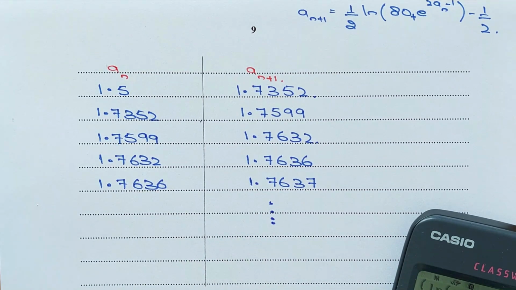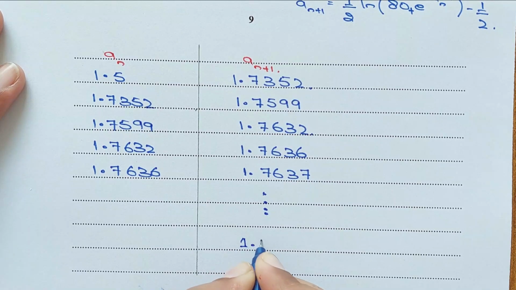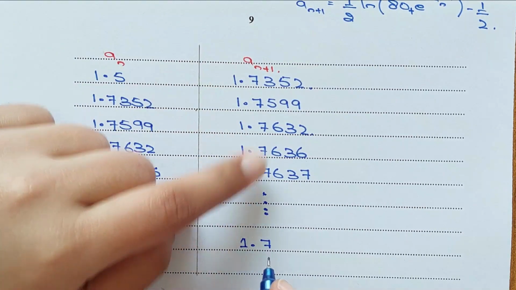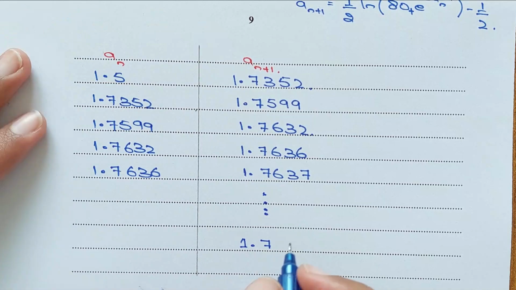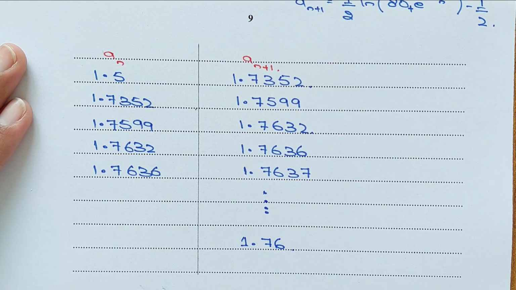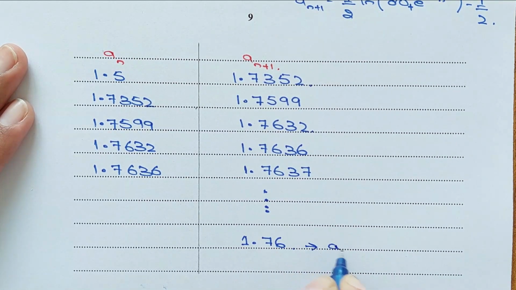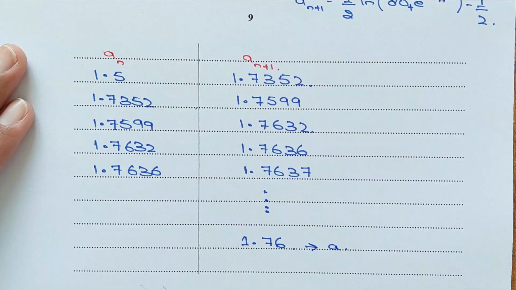We have to find the root up to 3 significant figures, right? So we have 1.7 is common. So we have 666. So 1.76 is the answer, the root up to 3 significant figures. This is the value which lies between 1 and 2.